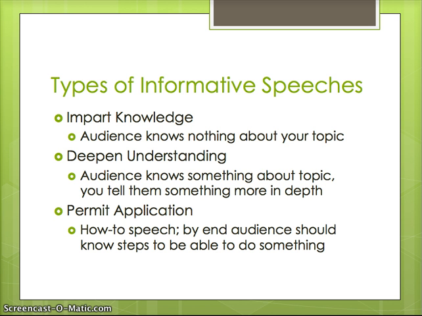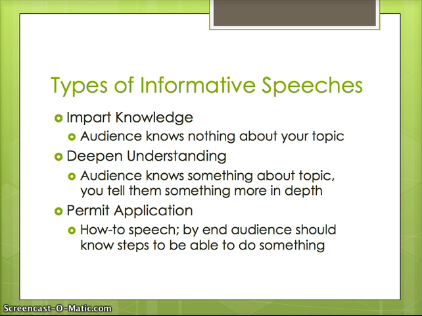The third type of informative speech is a speech to permit application. All right, and that's just a fancy way of saying that we're giving a how-to speech. So at the end of our speech, our audience should know something or know how to do something, how to accomplish something. All right. So for instance, you might be able to give a permitting application speech about making a peanut butter sandwich. Now again, you don't want to give a speech about a topic your audience already knows a lot about, because they're not going to care, they're not going to listen. We probably already understand how to make a peanut butter sandwich, but with a permitting application speech, we would do that step-by-step type of thing to walk our audience members through it.